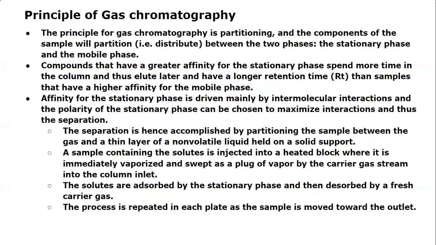So in the case of gas liquid chromatography, the principle is partition, and the components of the sample will partition or distribute between two phases, that is the stationary phase and the mobile phase. Here the stationary phase is a thin film of liquid, and the mobile phase is carrier gas. The partition of components takes place between these two phases to different extents. Compounds that have greater affinity for the stationary phase spend more time in the column, and thus elute later and have longer retention time than the samples that have higher affinity for the mobile phase.